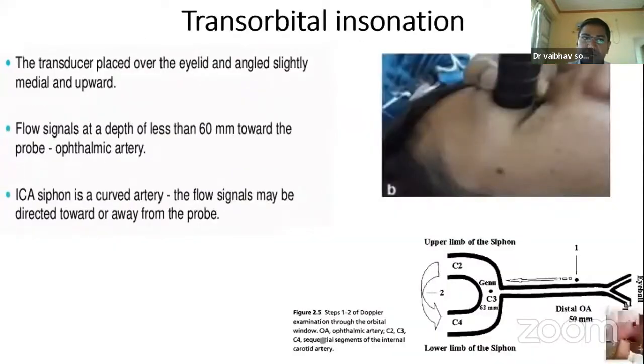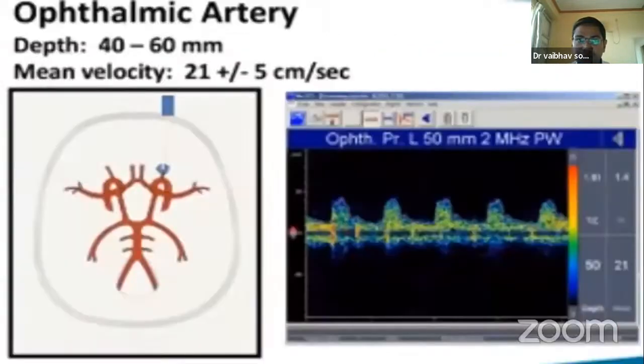With the transorbital insonation, the transducer is placed over the eyelid and angled slightly medial and upward. Flow signals at a depth of less than 60 mm towards the probe show the ophthalmic artery. The ICA siphon is a curved artery, so the flow signal may be directed towards or away from the probe.